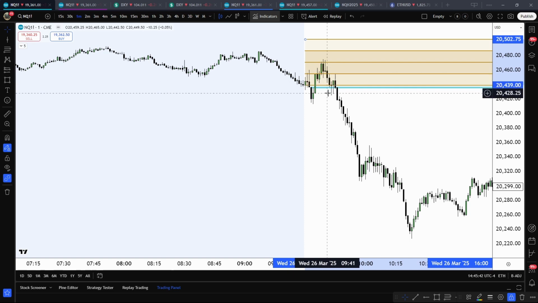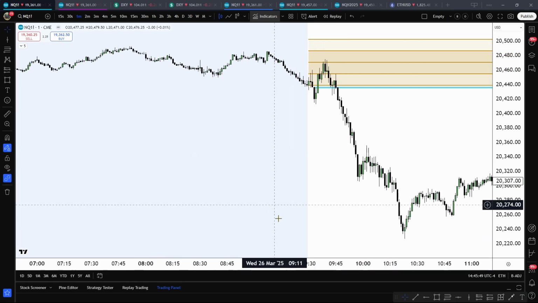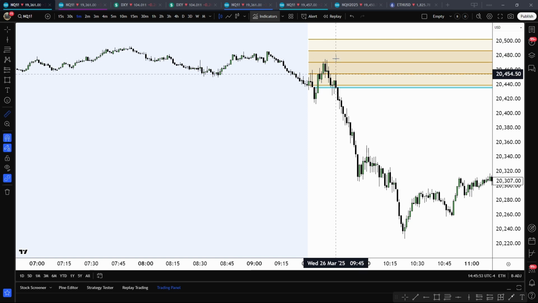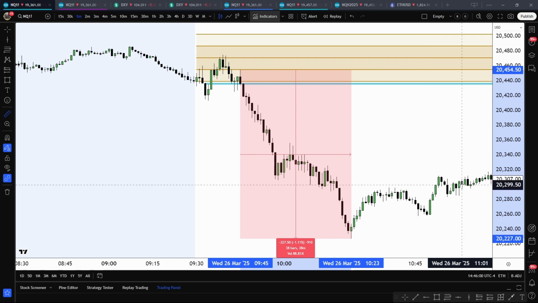Note the displacement, trade back into the lower quadrant of the opening range gap, and note the huge reaction. Let me measure from this candle's high to this candle's low, which is reasonable. 227.5 handles within 48 minutes. That's pretty decent, right?